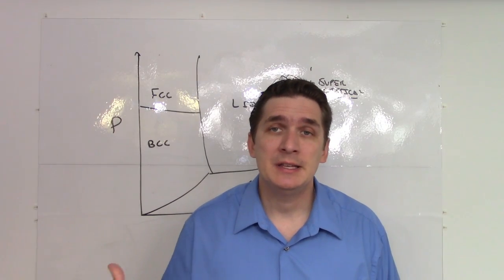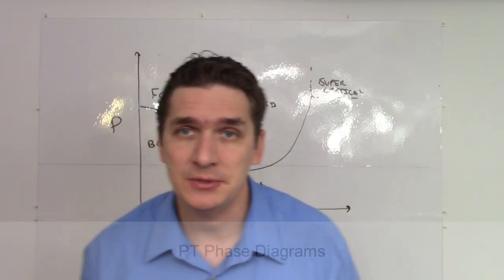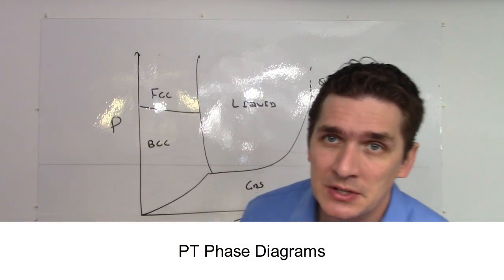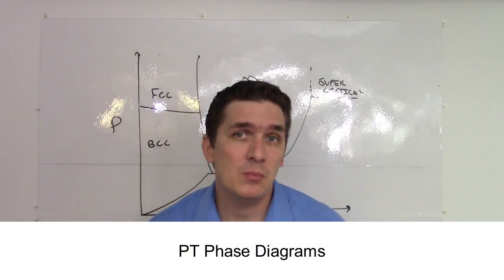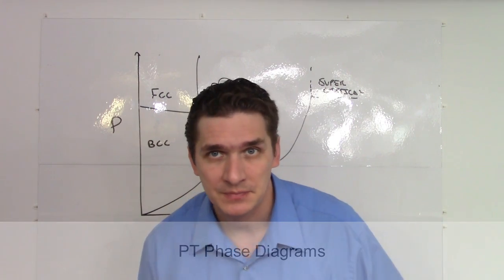So drawn on the board behind me is a PT phase diagram, meaning that we have pressure versus temperature. So what information is contained on a PT phase diagram? Well, as I mentioned earlier in the video, it's not going to give us ratios. So if we have more than one phase present, we don't know the ratios of the two phases, but we know that both are present.